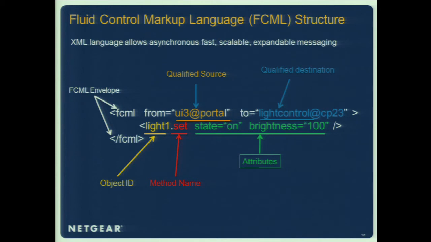And over here, I don't have a pointer, but the analogy here is like snail mail, right? There's an envelope, and on the envelope is the sender and the destination where it's going to. And inside the envelope is your message. So as you see there, light 1 is the object that you want to use, and set is the method that you want to invoke. And the state and brightness are attributes that you want applied to that specific object. In this case, you want to turn it on and set the brightness to 100%.